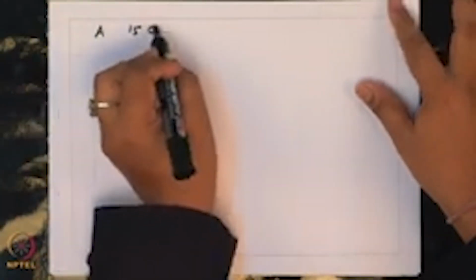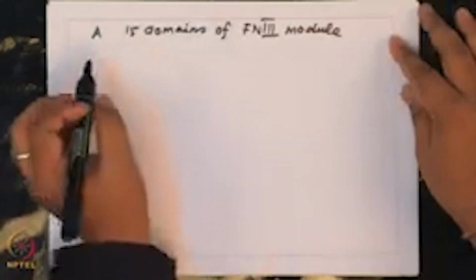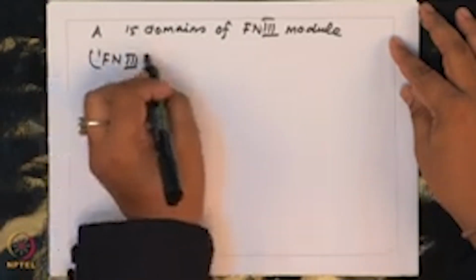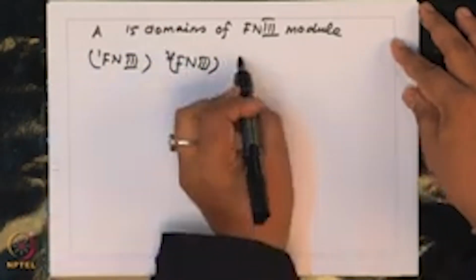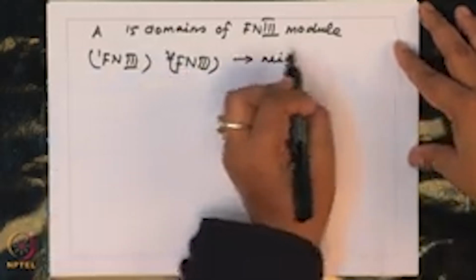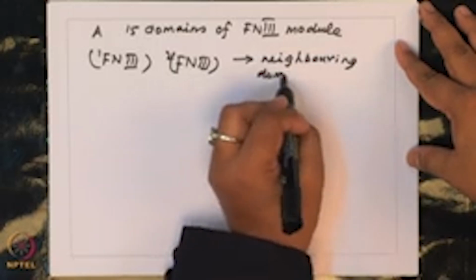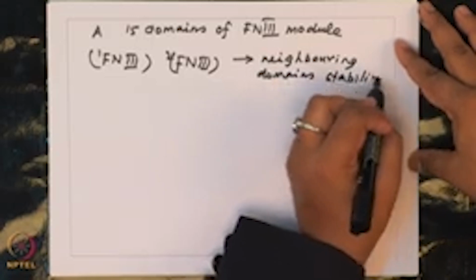Now, let us think of one possibility. Let us say in the actual domain, you had 15 domains of FN3 module. So, you might have neighboring interactions between, let us say, FN3 1 and FN3 2. So, neighboring domains stabilize each other.